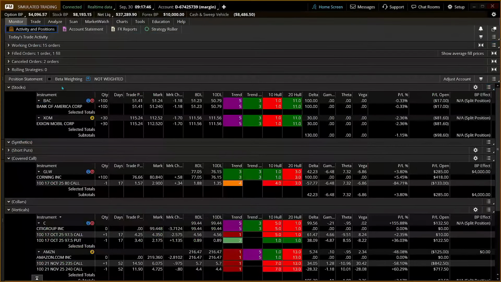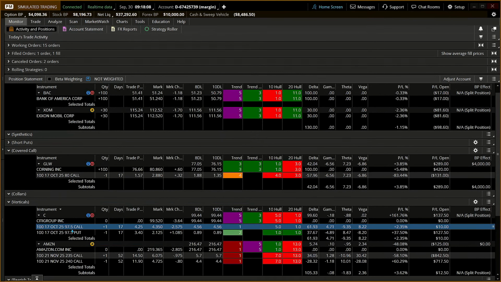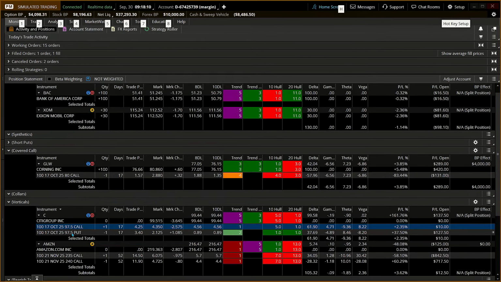Let's talk about one or two of these. One that I want to bring up real quick is not doing what we want it to do, and I want to show this. Let's pull up this city. It's a vertical, okay? So let's talk about managing the positions, and we're talking about some new ones. We have a 97.5 call and a 97.5 put.